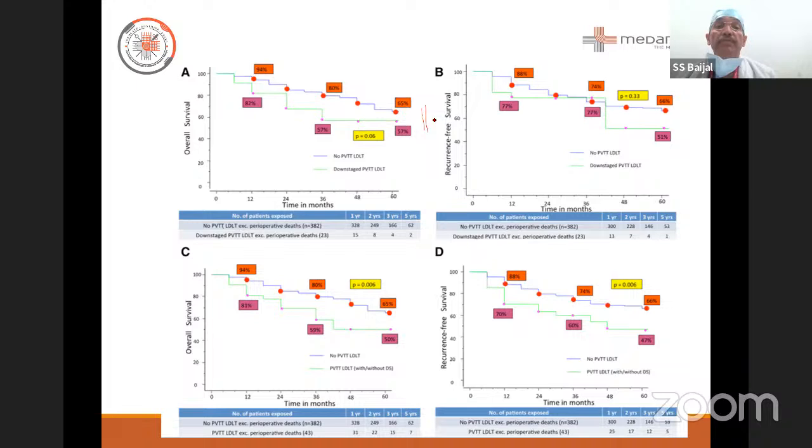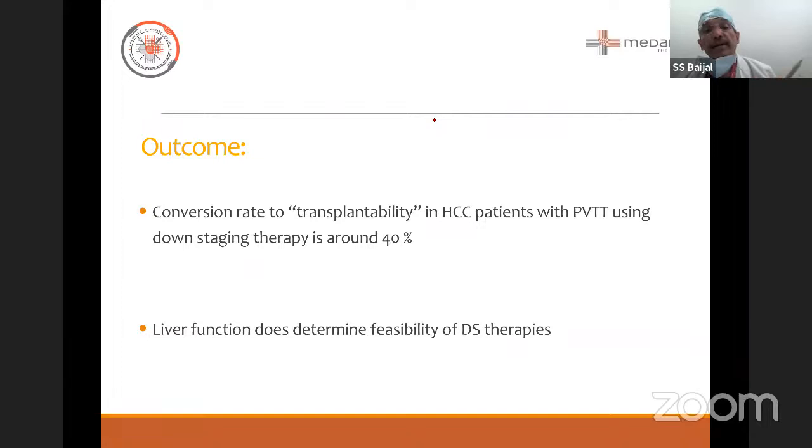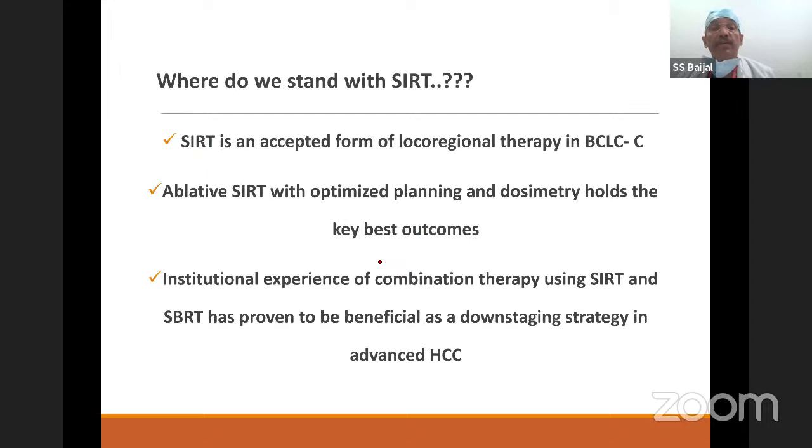So we felt that if we could get them downstaged, though the down conversion rate was not so good, of those who reached the door to transplant, the outcomes there were at least half the patients alive at 5 years. So where can we really summarize is the use of SIRT? I would say it is definitely a strongly accepted form of loco-regional therapy in BCLC C. It has to be done in an ablative format with optimized planning and dosimetry because that holds the key to the best outcomes.